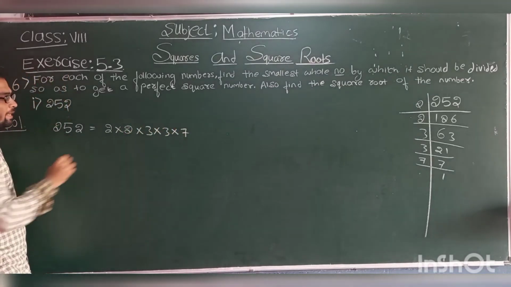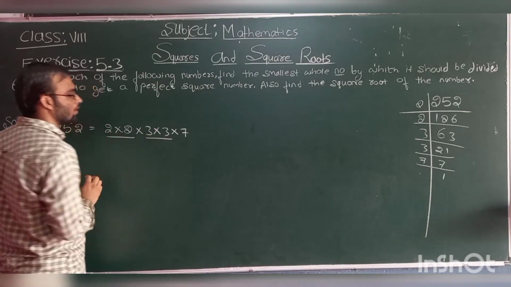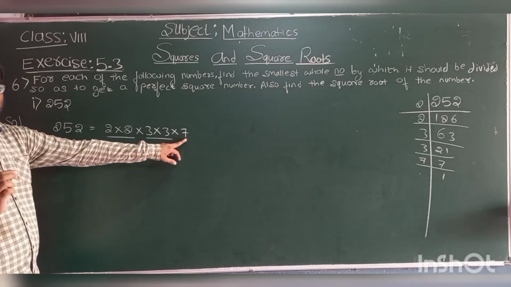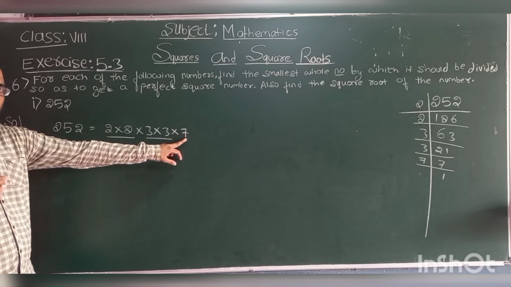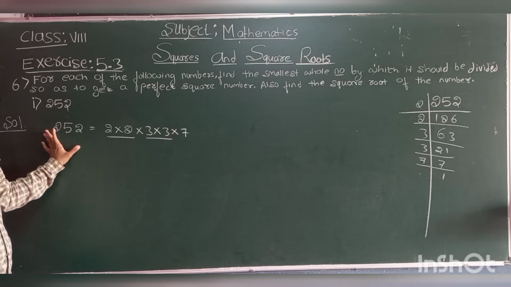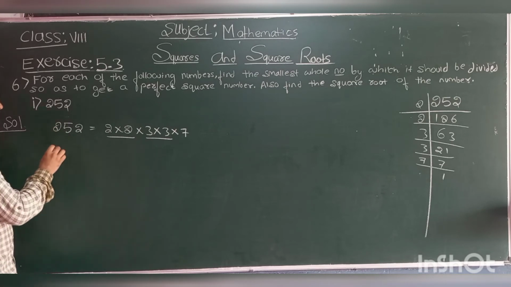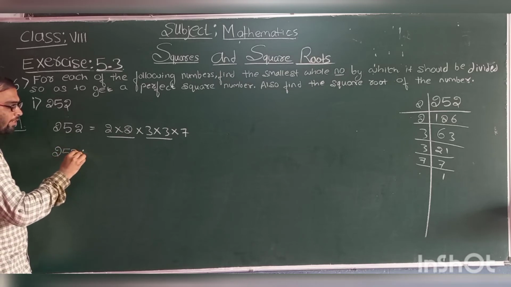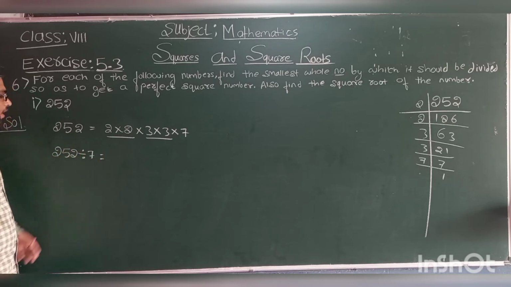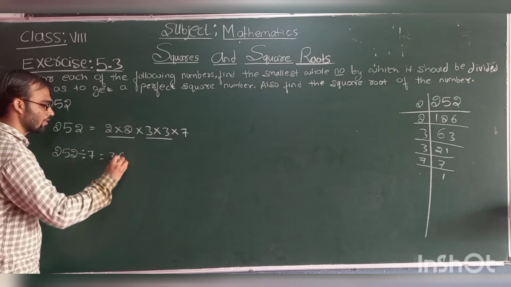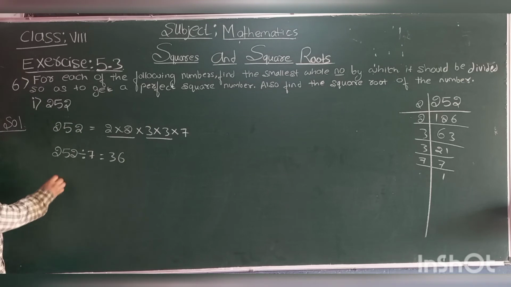Okay, now what is the next step? Start pairing. Students, look here. 7 is not in pair. As 7 is not in pair, when we divide this number by 7, we will get a perfect square. 252 divided by 7. So when we divide this number by 7, what will we get? We'll get 36.